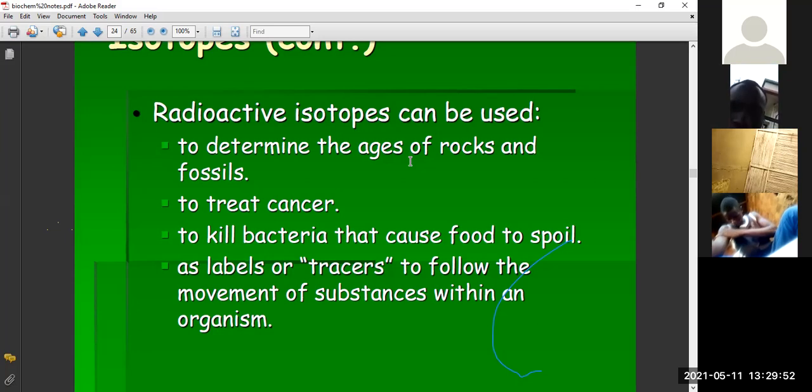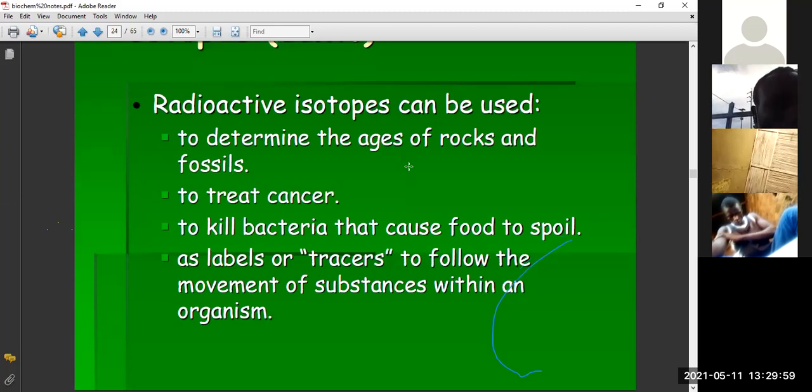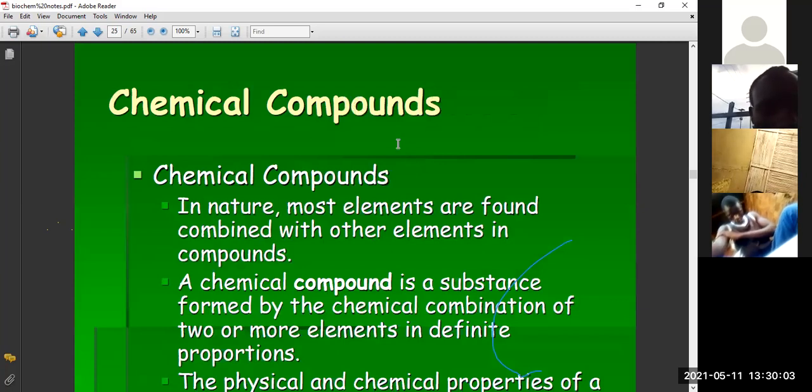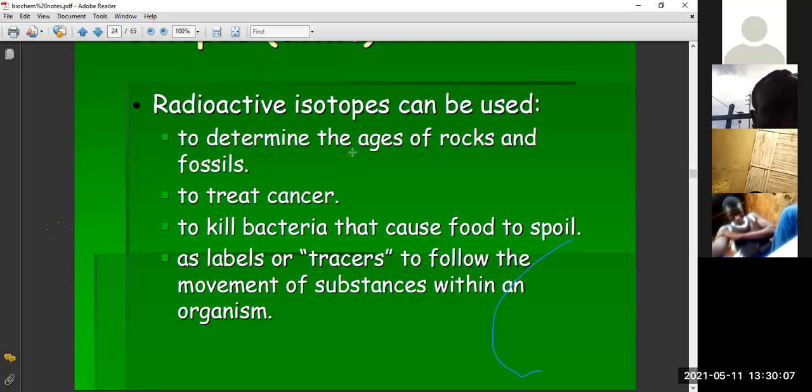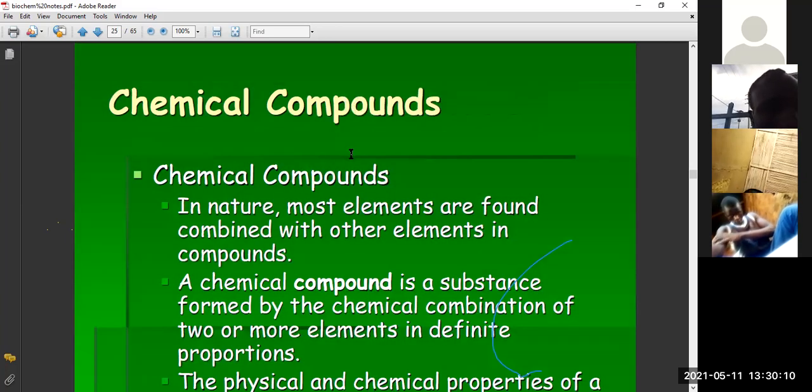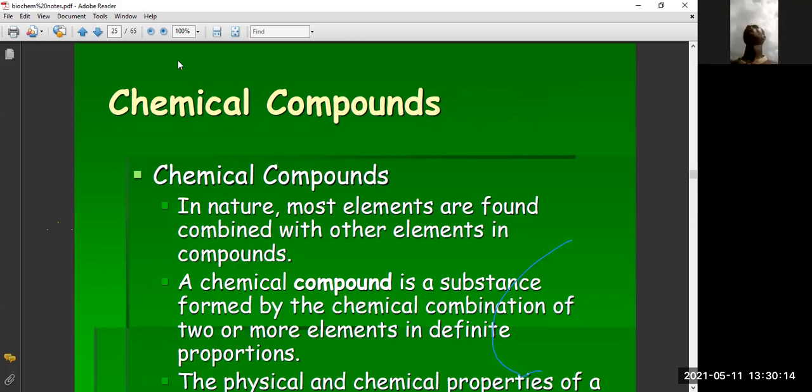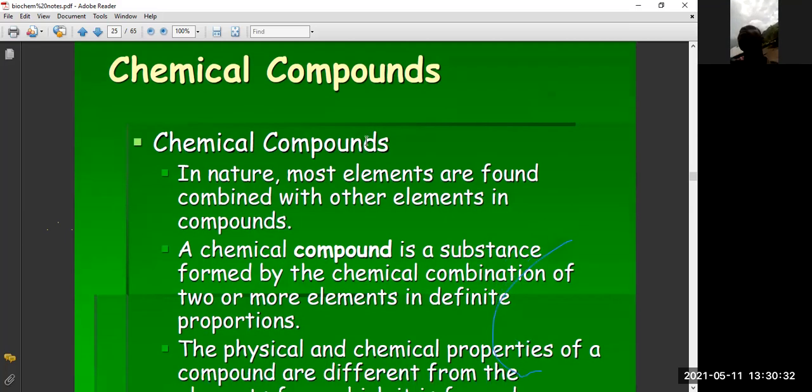We are together? Yes, we are together. All right. So chemical compounds. In nature, most elements are found combined with other elements in compounds. A chemical compound is a substance formed by the chemical combination of two or more elements in definite proportions. I'll repeat the definition of a chemical compound. A chemical compound is a substance formed by the chemical combination of two or more elements in definite proportion.